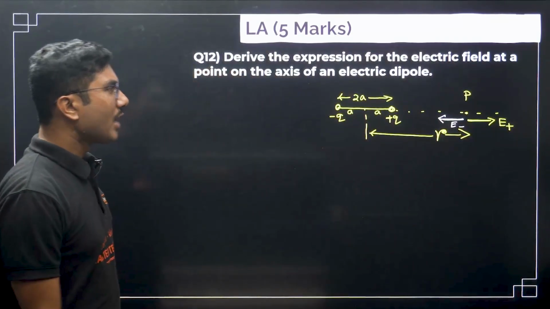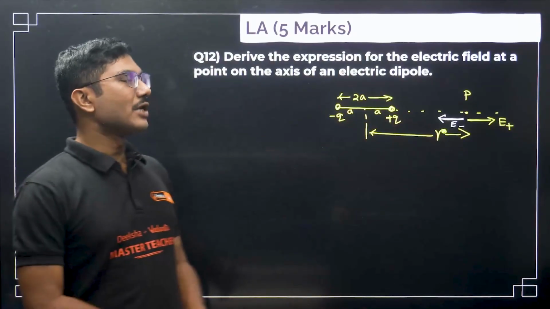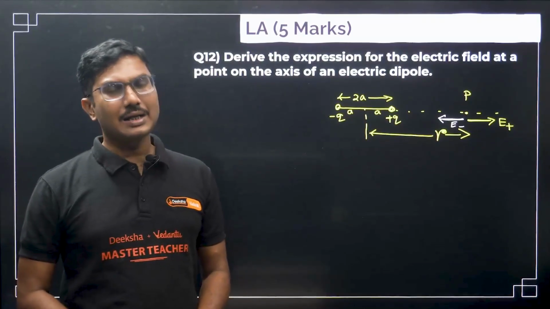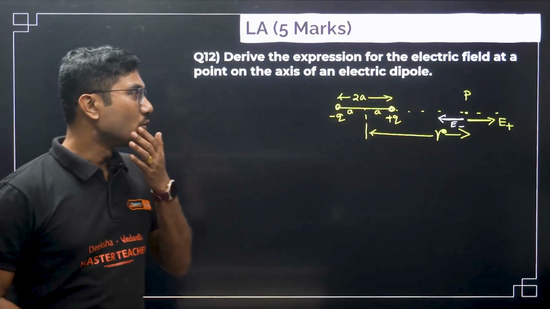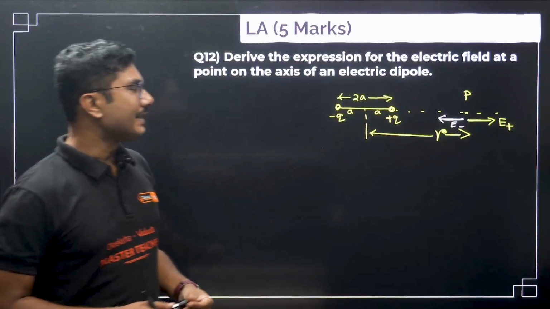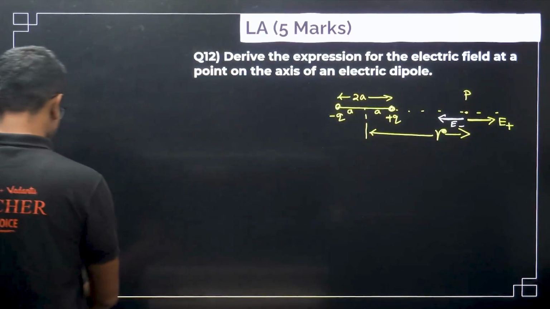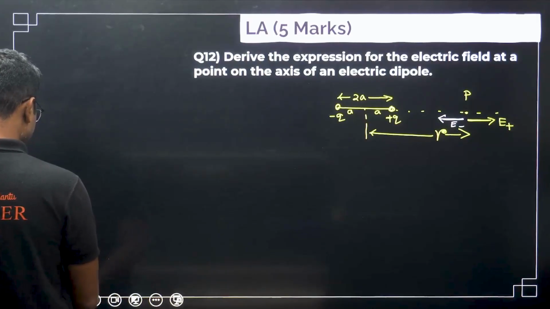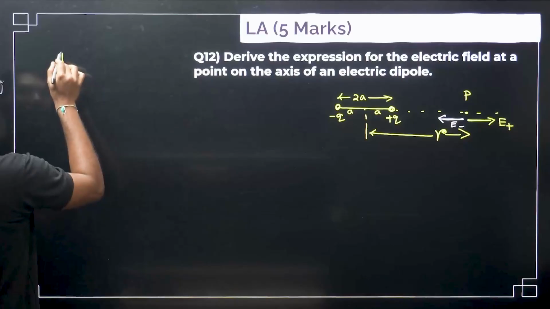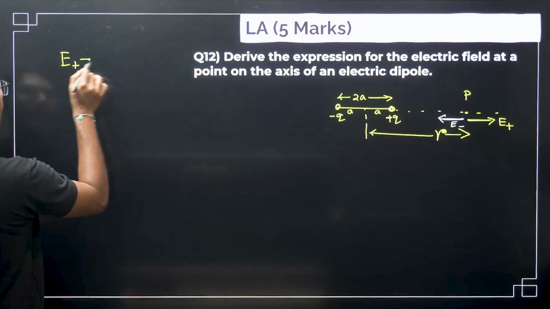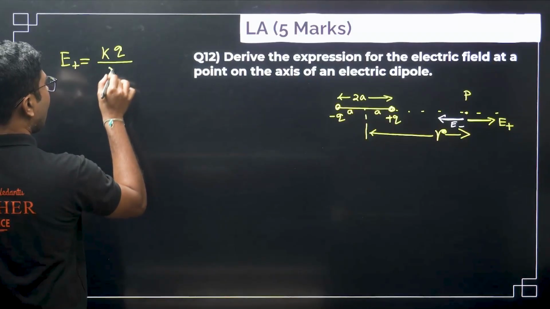Now you have to find their individual magnitudes, E plus and E minus, and then subtract them, bigger minus smaller, that we have to calculate. Now how to do that? First we will see what the electric field due to the positive charge is. For that we have to use our simple electric field formula, KQ by R square.